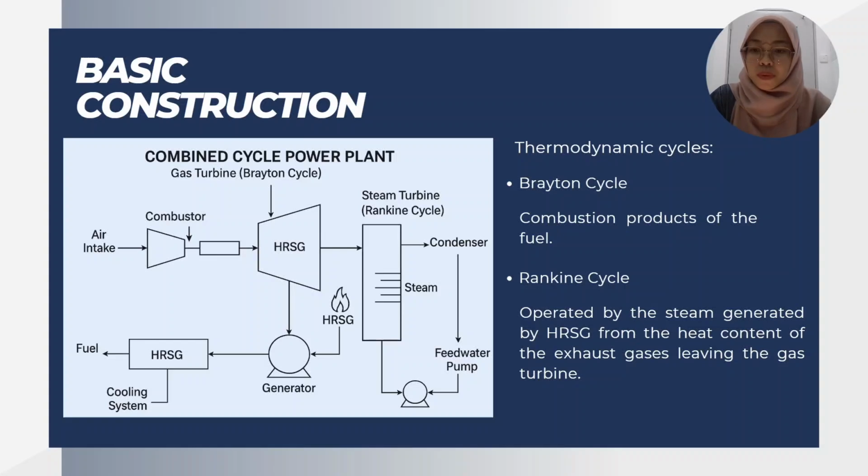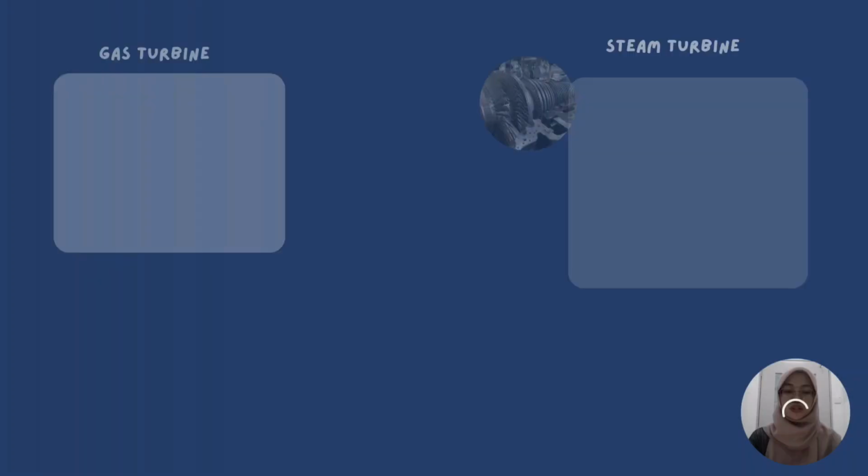So, in summary, the Brayton cycle generates power from the combustion products of the fuel, and the Rankine cycle generates additional power, operated by the steam generated by the HRSG from the heat content of the exhaust gases leaving the gas turbine.